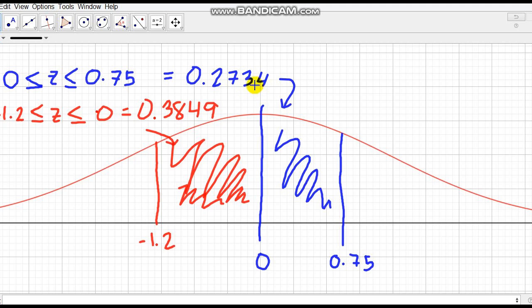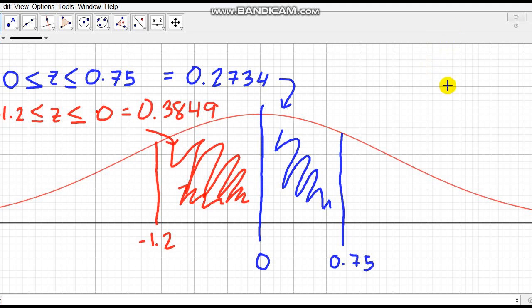0.2734. What does this mean? It means that those people who scored from z equals 0 up to z equals 0.75 is only 27.34%, while those people who scored from 0 up to negative 1.2, that's the corresponding z-score, the population is 38.49% only. So that's how we go around in interpreting the data.